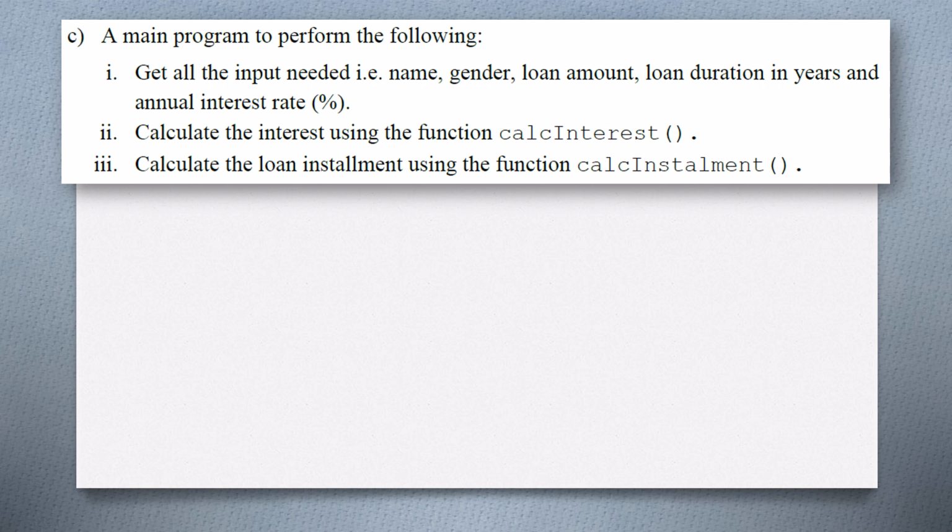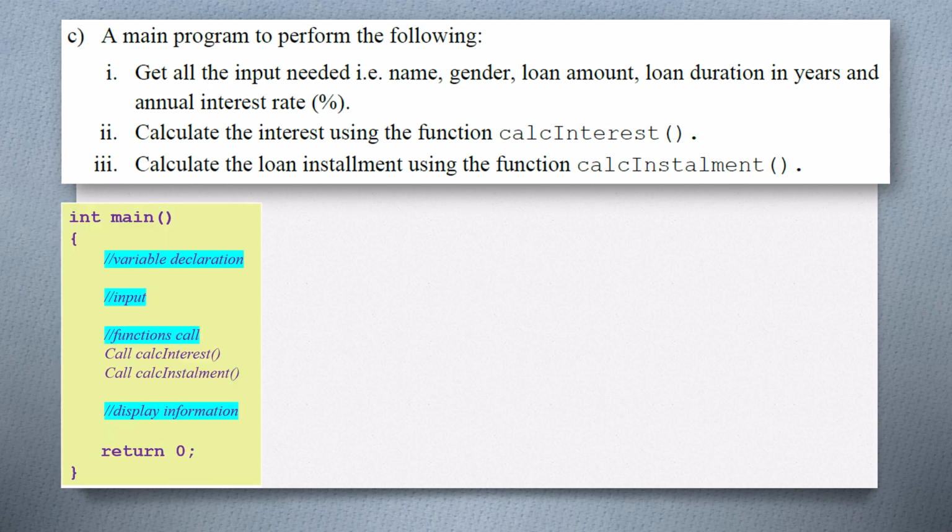Next one is the main function. The previous two functions are the function definitions. This is the main function that you need to write in order to execute the program. The main function asks you to get the input, calculate the interest, and calculate the loan installment. So there are three major tasks here in this main function. This is the skeleton, the draft of the main function.